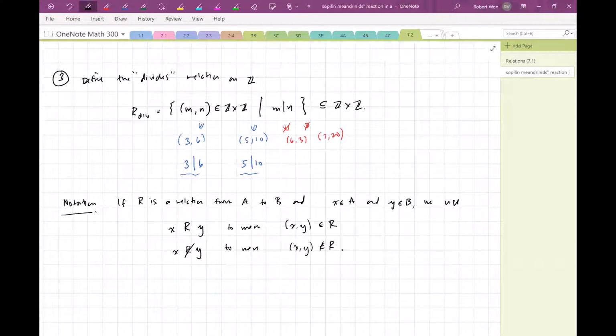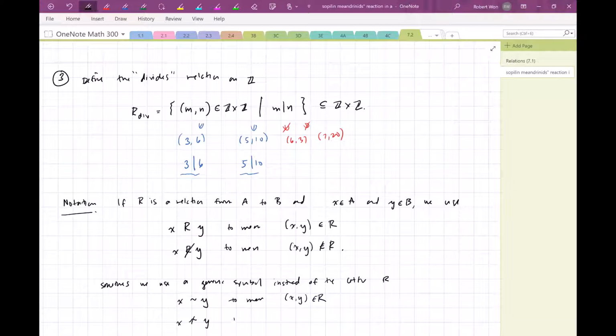Okay, now sometimes we use some generic symbol instead of the letter R. I'll tell you one generic symbol we use in the left-hand side. That is, sometimes I'll write something like x is related to y to mean that (x, y) is in some relation, and x is not related to y to mean that (x, y) is not in the relation.